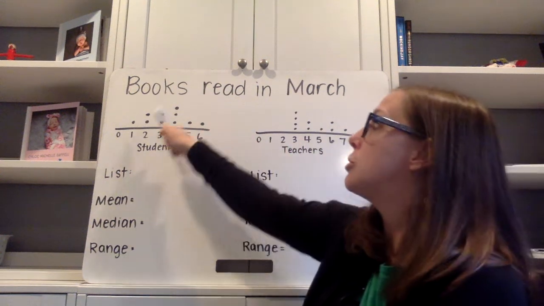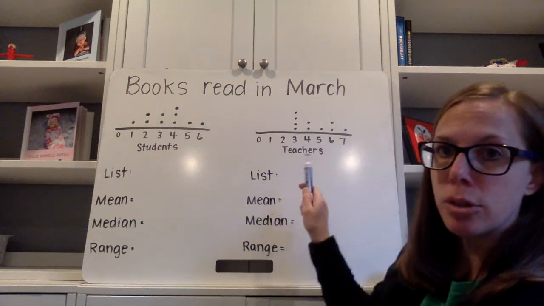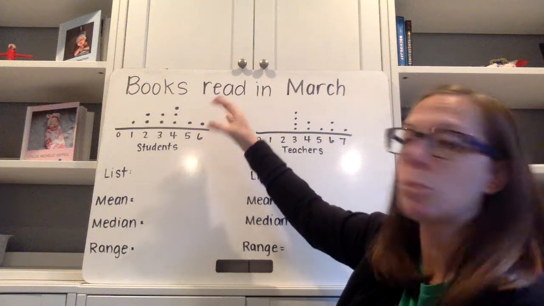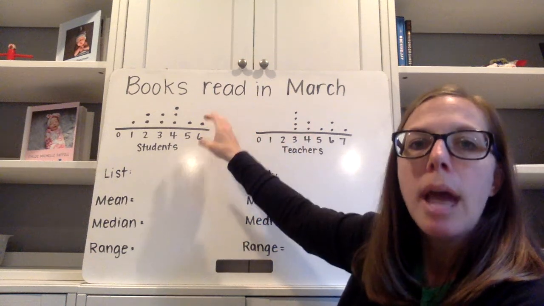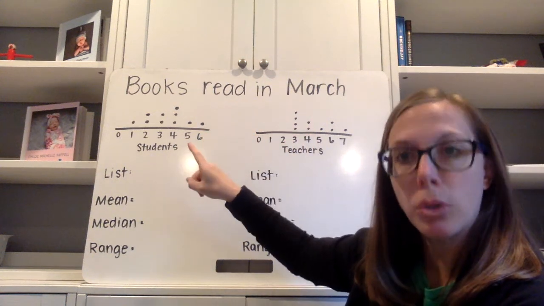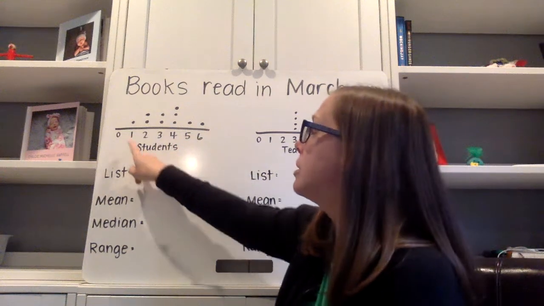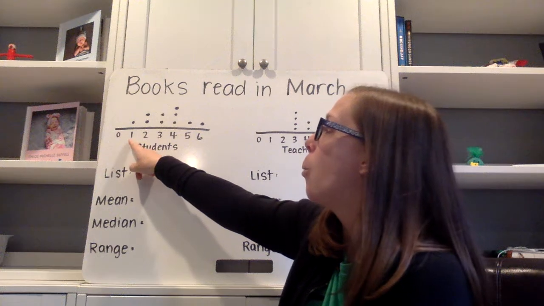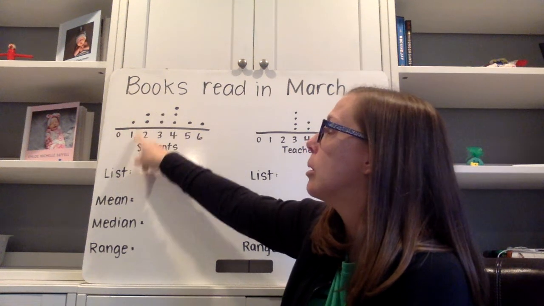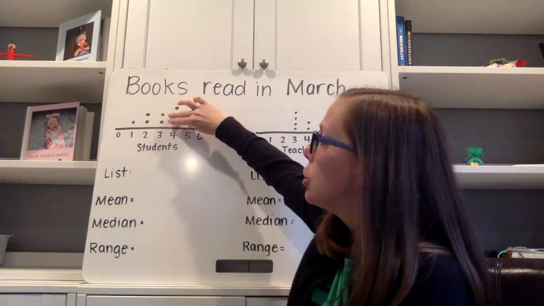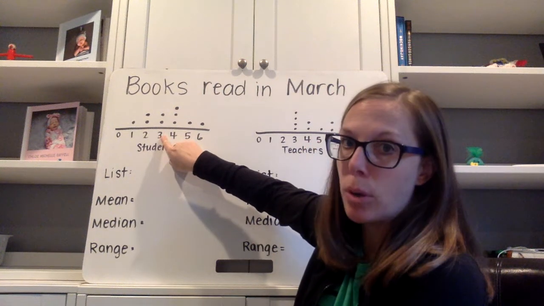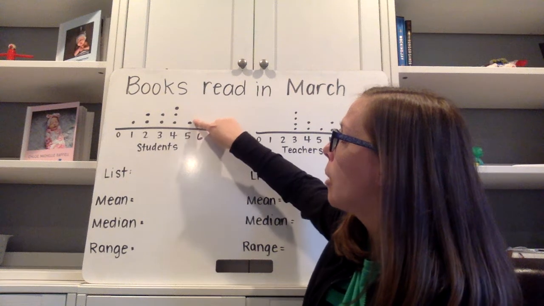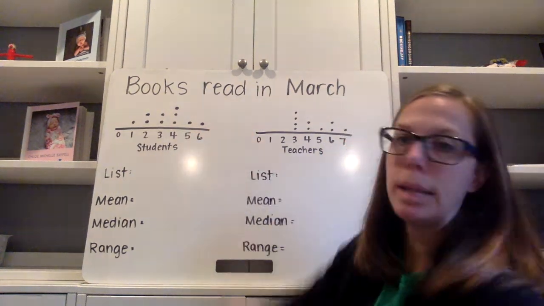It's all about how many books people read in March. I have a group of students and a group of teachers. Now, remember on a dot plot, since we're talking about people, every dot represents one person. So when I look here, this is the number of books they read. One person read one book. Two people read two books. Two people read three books. Three people read four books, one person read five, and one person read six.